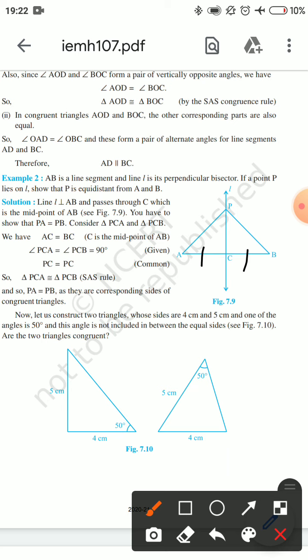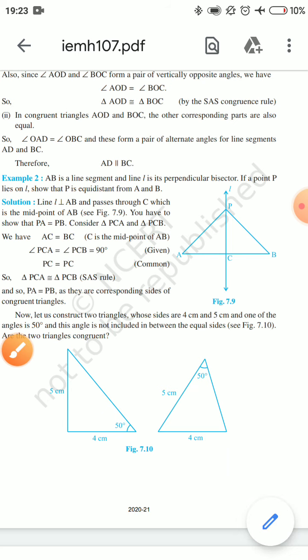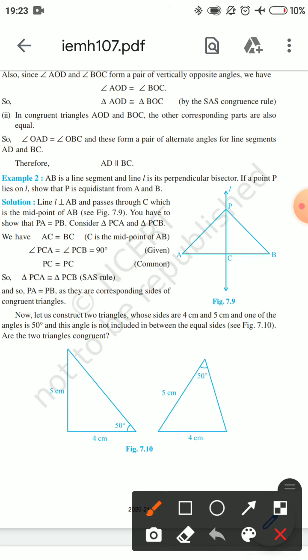Angle PCA, this angle, and angle PCB are equal to 90 degrees, because it is given in the question that it is a perpendicular bisector, right? So these angles will be 90 degrees, and side PC is common in both these triangles. So by side angle side congruency, we can say that the two triangles are congruent. So their corresponding parts will also be equal.